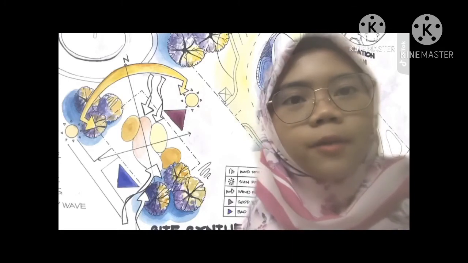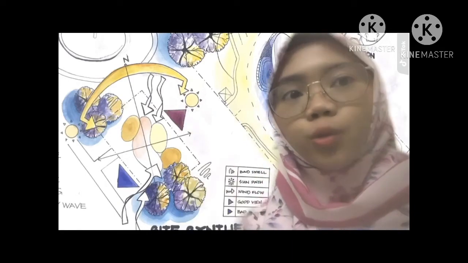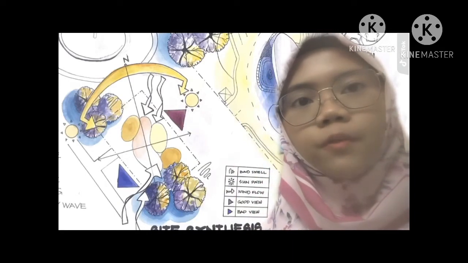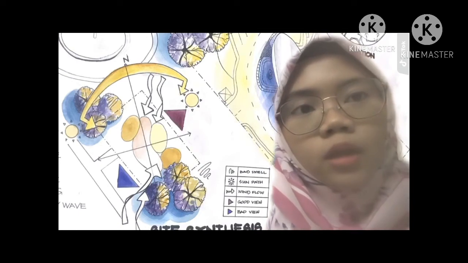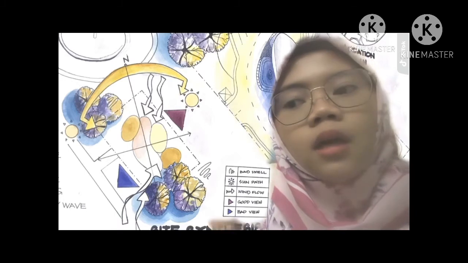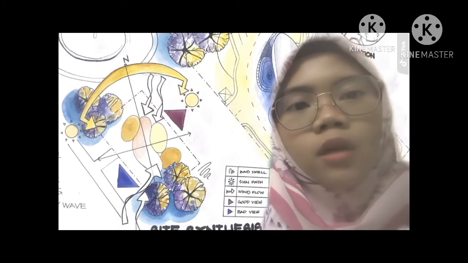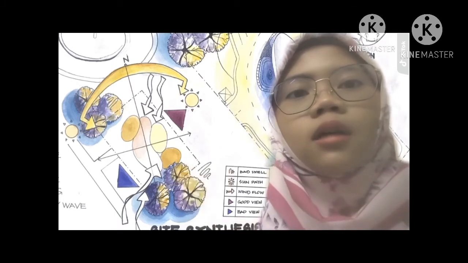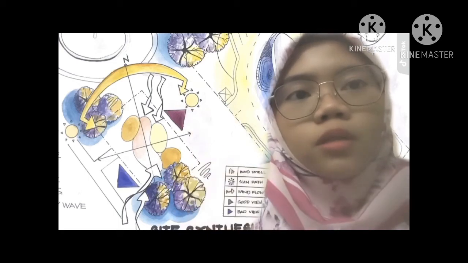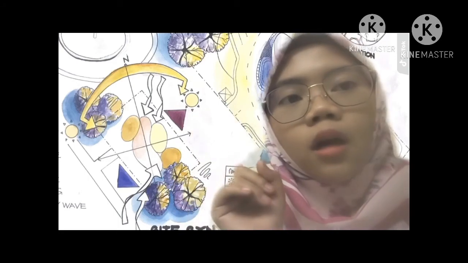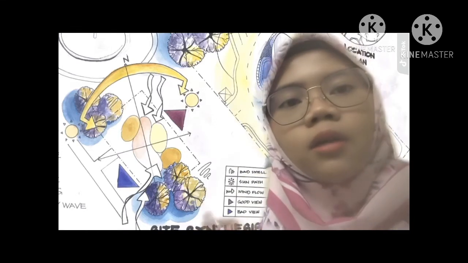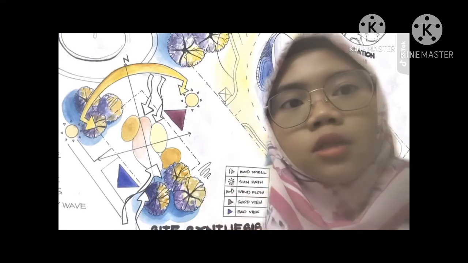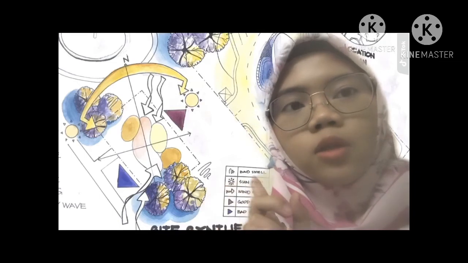You can see here there are two wind flows coming from the northeast and the southwest. This is because of the prevailing wind caused by the land breeze and the sea breeze. The good view is the sea, and the bad view is the road. At the southeast there is a bad smell caused by littering.